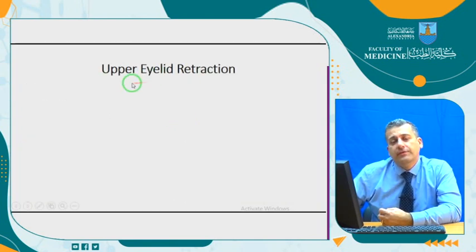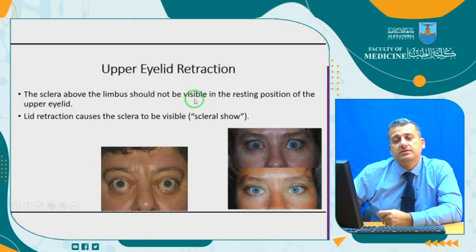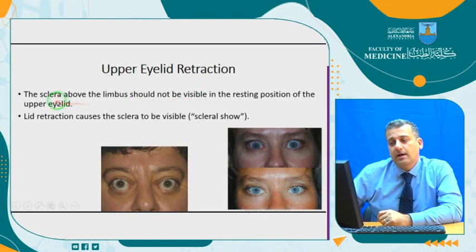The second term on the malposition of the eyelid is called upper eyelid retraction. The sclera above the limbus should not be visible. As we said before, the normal position of the eyelid is covering about 2 millimeters of the upper part of the cornea, in the primary position. So if the sclera is shown above the limbus in the resting position or the primary position, this is called lid retraction. You can see here the sclera is being seen all around the cornea in the right and left eye, this is before treatment, and this is after treatment. This is called lid retraction. This is called scleral show.